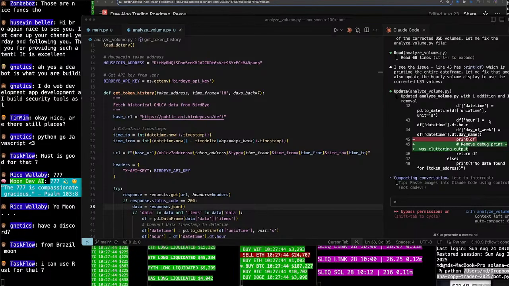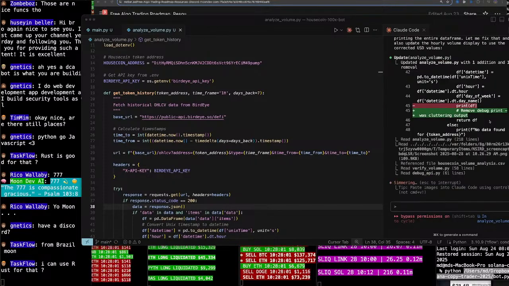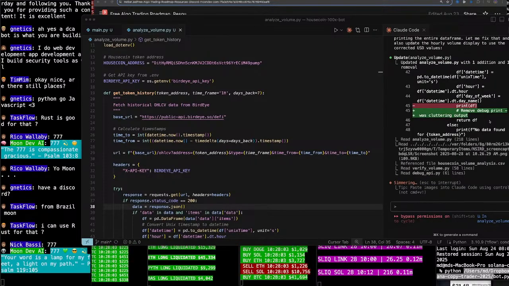I can use Rust for that if you want to. You can use any language you want. I use Python because it's the easiest. I learned how to code like 4 or 5 years ago. I wish it was 6, 7 years ago. What's up, Nick? How you doing, bro? 777. Much love.